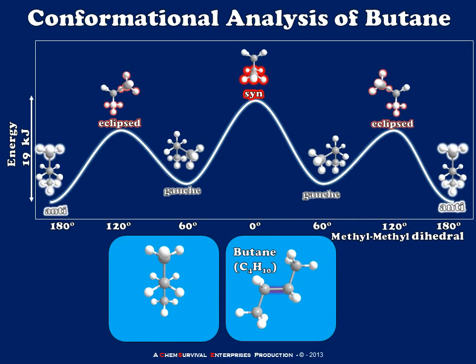So as you can see, it's all about the relative position of the larger groups in our Newman projection that tells us whether we're in anti, eclipsed, gauche, or syn conformations. And a molecule like butane is an excellent example of this.